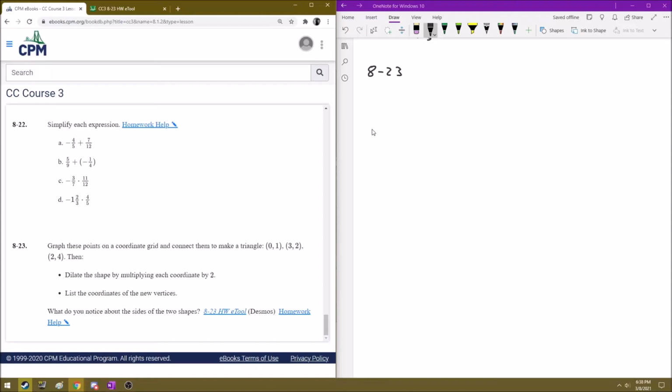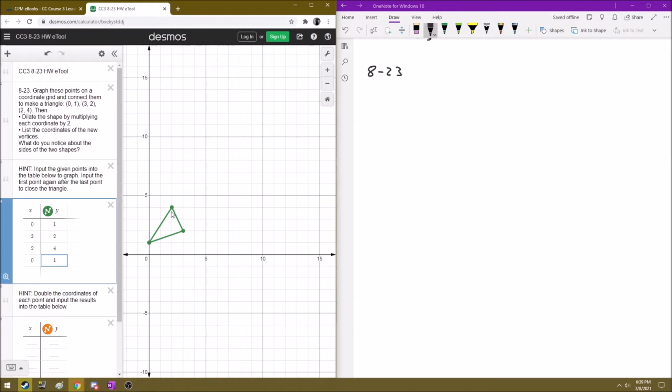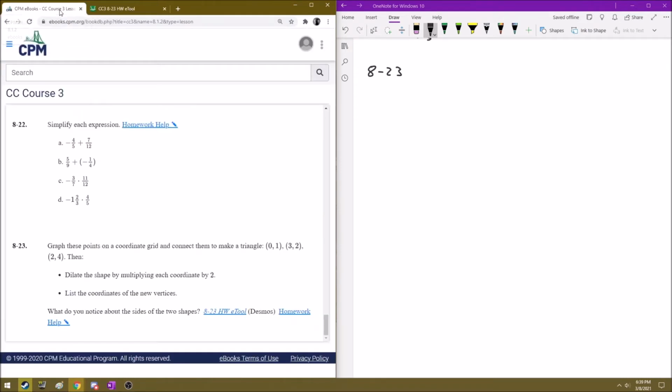Problem 8-23. In this problem, we are given 3 points to graph and make a triangle. So I went ahead and used the E tool and graphed the points to make this triangle here. That's the first step, graph that triangle, and then it wants us to dilate the shape by multiplying each coordinate by 2. And then it also wants us to list the coordinates.